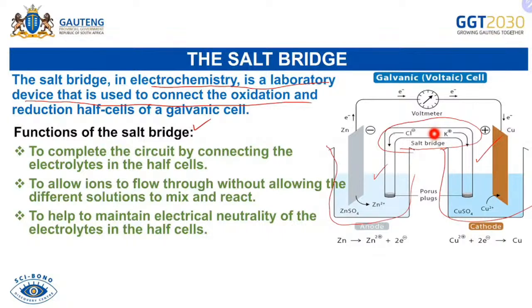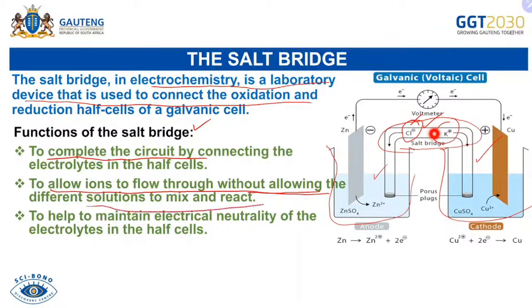So functions of the salt bridge: to complete the circuit by connecting the electrolytes in the half cells. So if we do not have what? If we do not have the salt bridge, it means that the cell is what? The cell is incomplete. Now it says to complete, okay, so it means that the cell is not complete. Number two, to allow ions to flow through. So we spoke about ions are going to flow. We said the anions to the anode, the cations to the cathode.